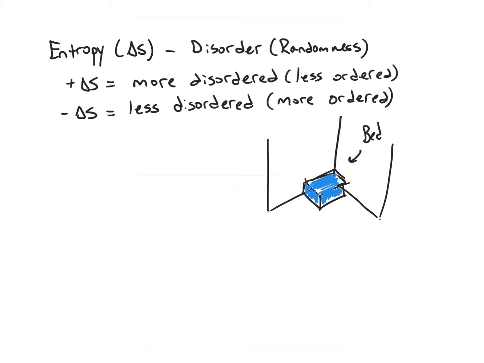Imagine your bedroom. Over time, your clothes end up on the floor, or your homework or your schoolwork just gets spread across the bed. Imagine your room becomes more disordered as time progresses. Things are just out of place, and it takes a lot of energy to put everything back in its place. Your room becoming more messy is an example of positive entropy, or more disordered.